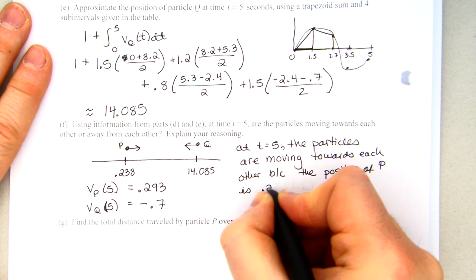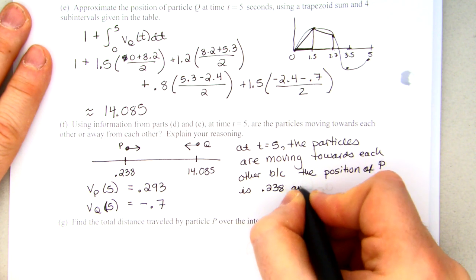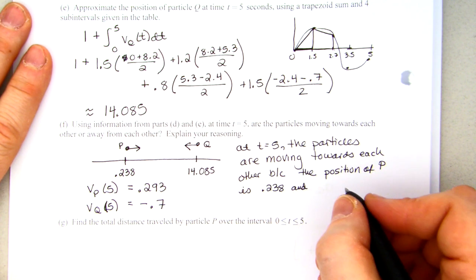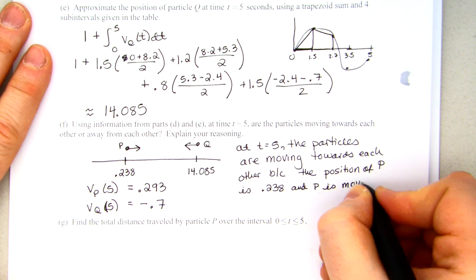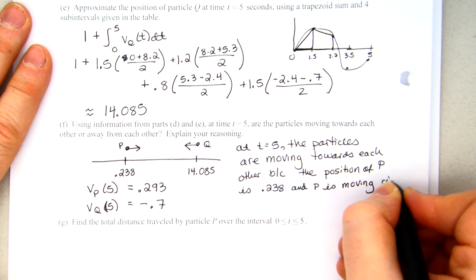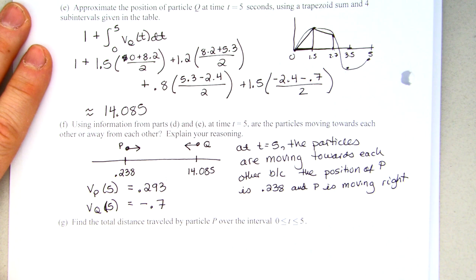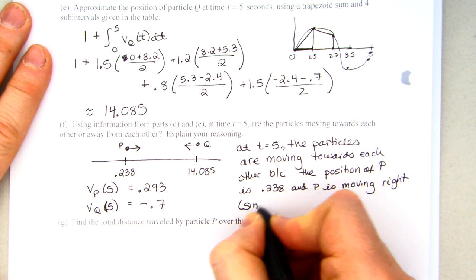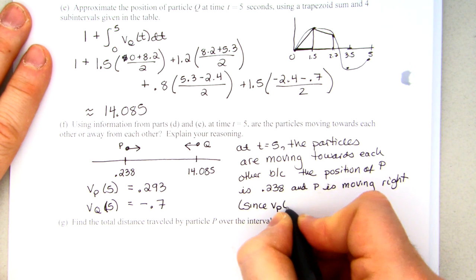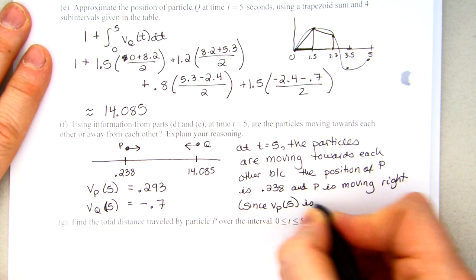So I'm going to say, because the position of particle P is 0.238, and P is moving right, although actually that's not good enough. How do I know P is moving right? V sub P of 5 is positive.